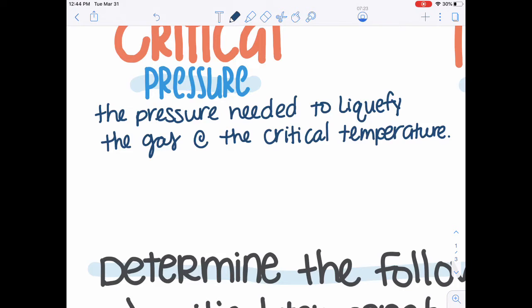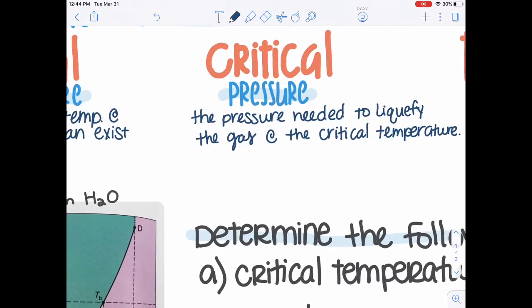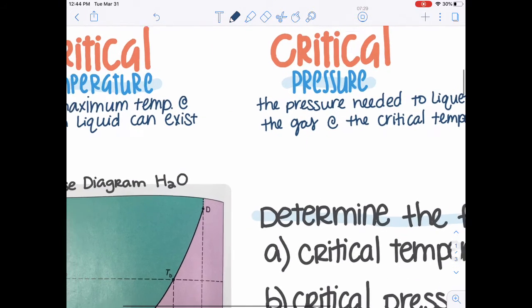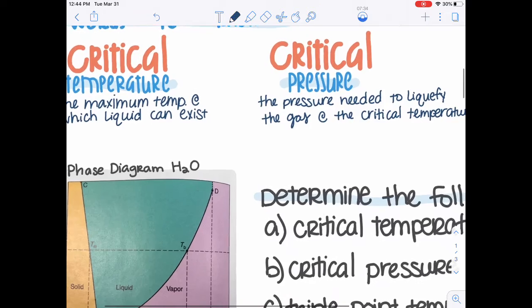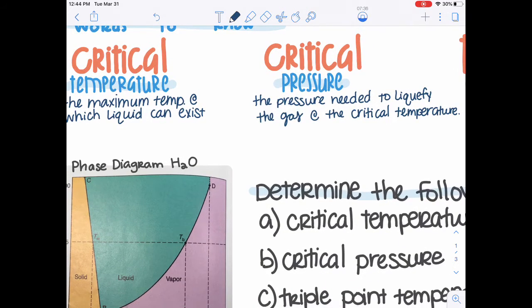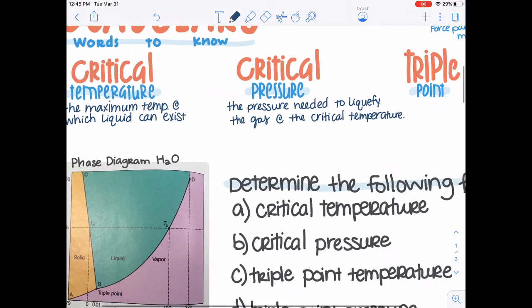The critical temperature of a gas is an indication of the strength of the attractive forces between the atoms or molecules. The critical pressure of that gas depends on the critical temperature. And again, when we look at a phase diagram, we will see how those two are connected.